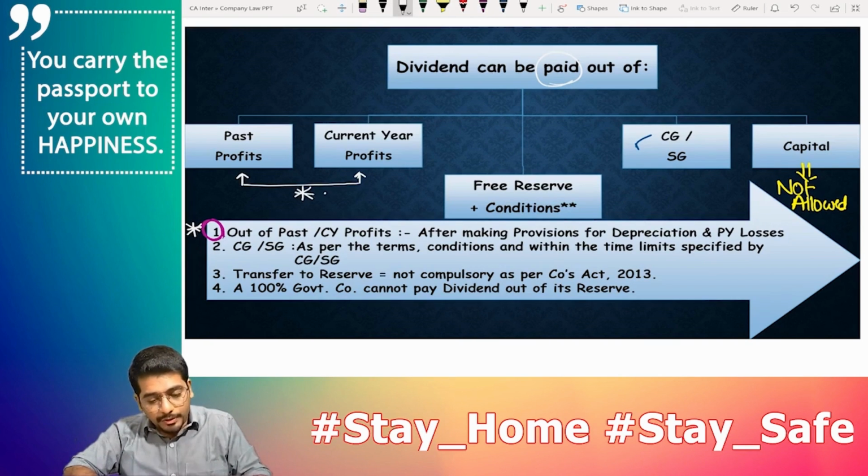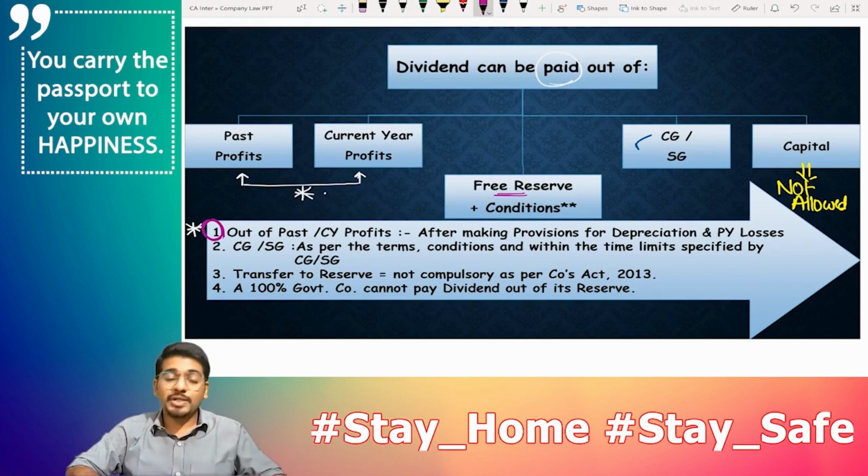Then they are saying you can also distribute dividend out of your free reserves also. A company has profits, right? Profits are of two types, divisible and non-divisible. So there are reserves like general reserves, which are free reserves, which you can utilize for any purpose. So that any purpose can be dividend also. So you can utilize the free reserves also.